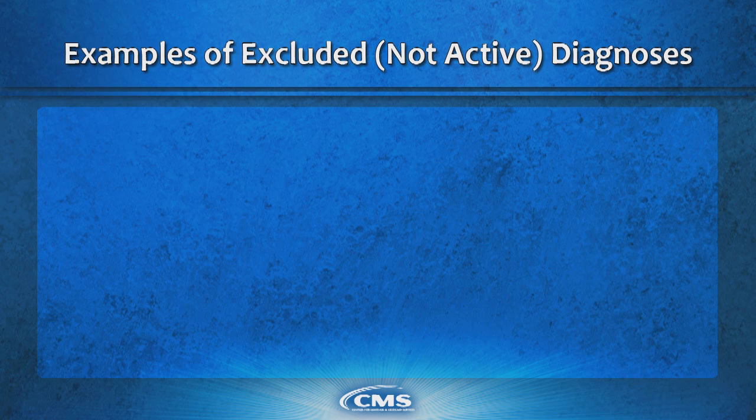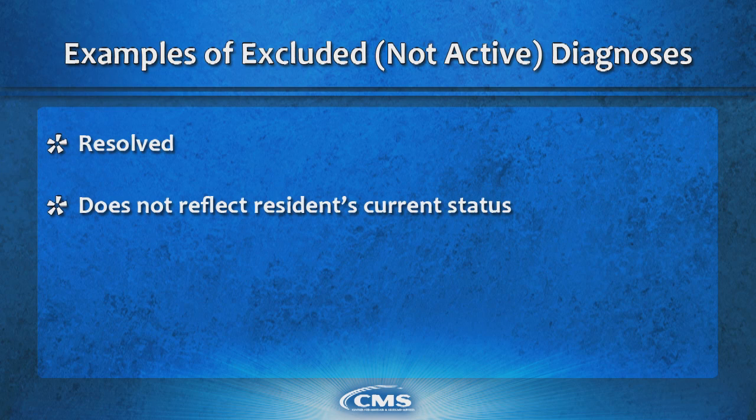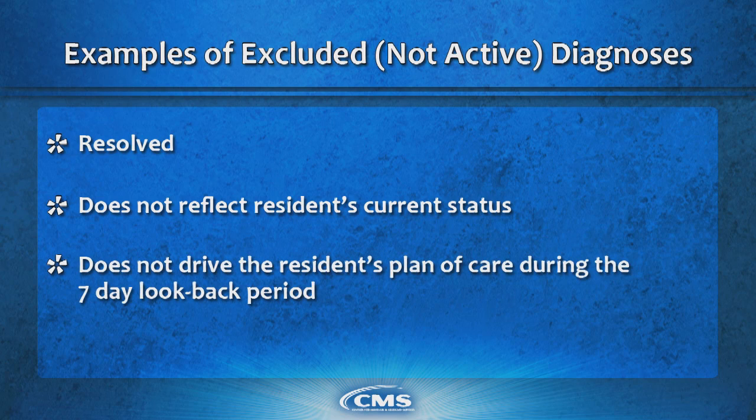The assessor will not include conditions that have been resolved, do not affect the resident's current status, or do not drive the resident's plan of care during the 7-day look-back period, as these would not be considered active diagnoses. We've heard examples of potential sources for physician diagnoses. Shelley, do you have suggestions for where the assessor might find information that indicates the diagnosis is active in the last 7 days? Some potential sources include transfer documents, physician's progress notes, recent history and physicals, recent discharge summaries, nursing assessments, care plans, medication sheets, doctor's orders, consults, and diagnostic reports.